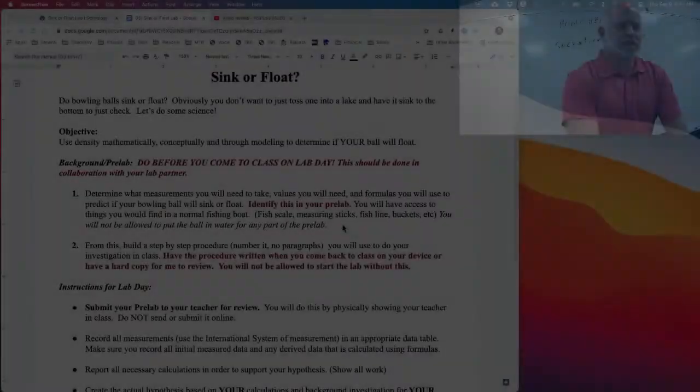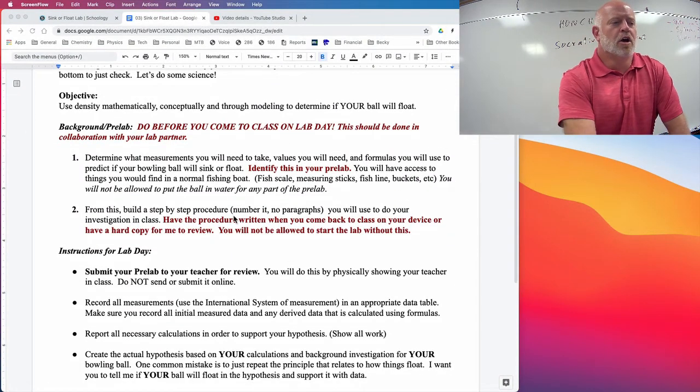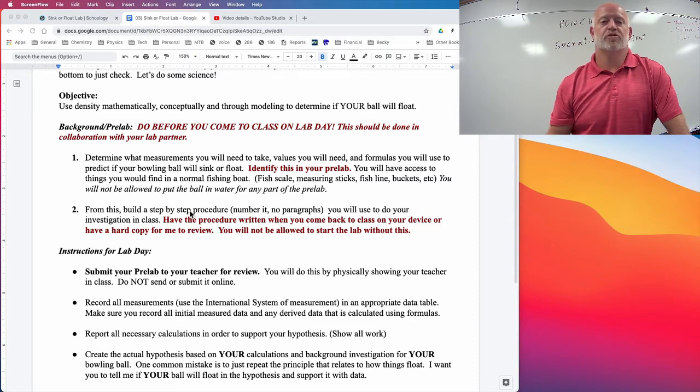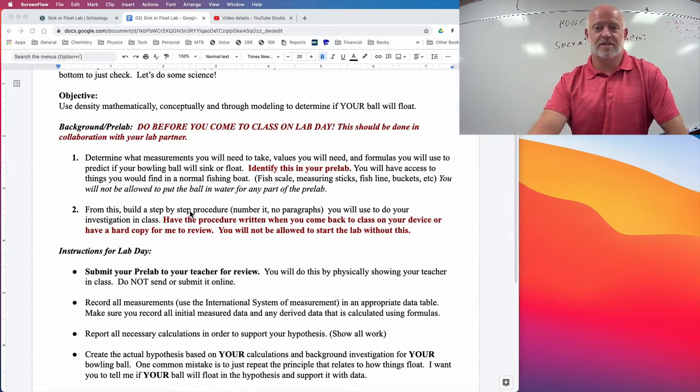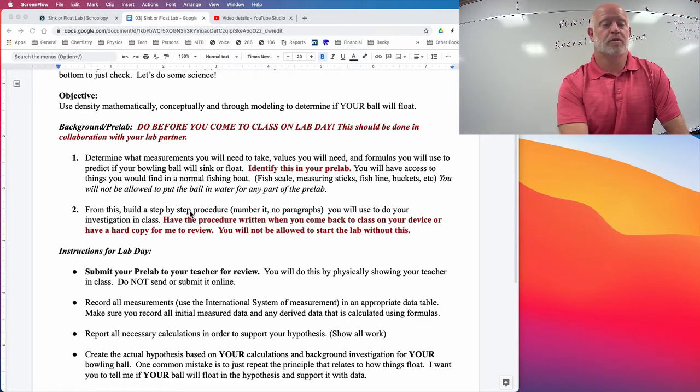Let's talk about what you're going to do for the pre-lab. The biggest thing we need to do is I need you to prep your procedure. So what steps are you going to take to measure the ball, to do the calculations to find the density of that ball, to compare it to the density of water, and then show whether or not that ball is going to sink or float? Knowing that, you probably need to know the density of water too, so that might be something you have to look up.